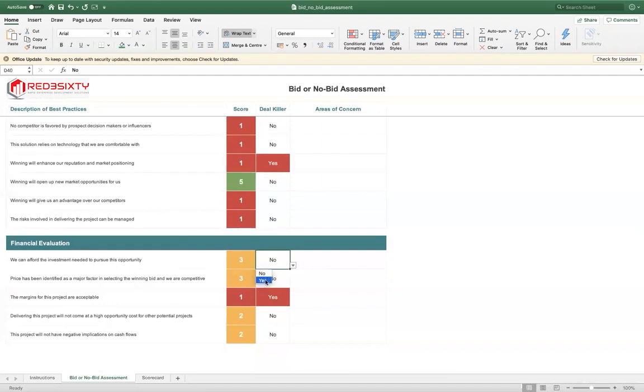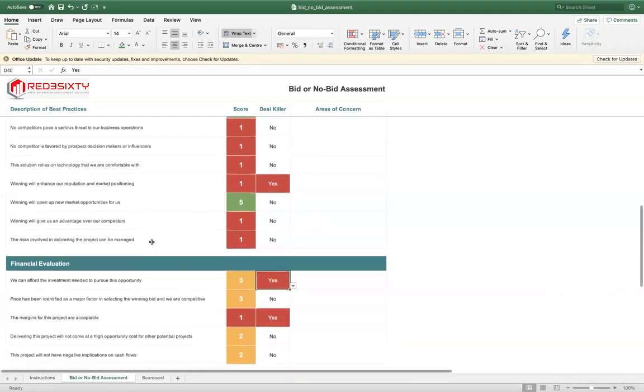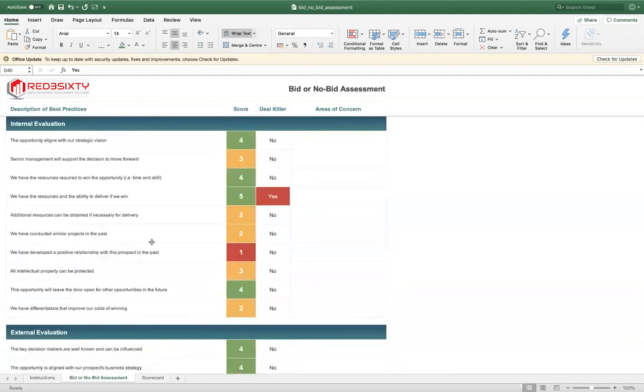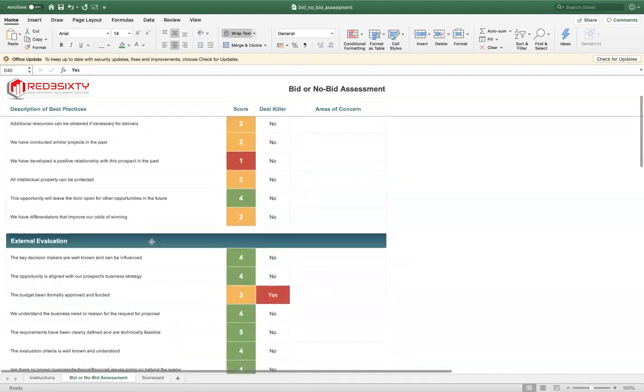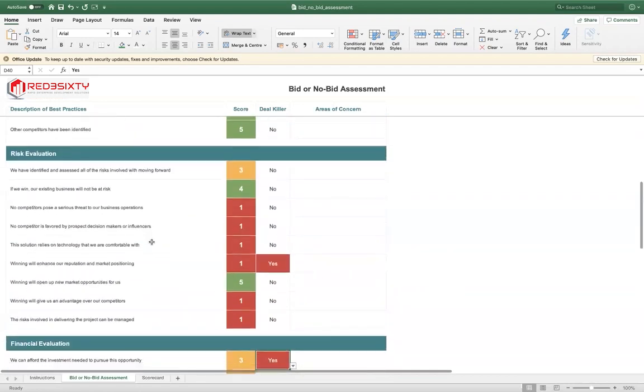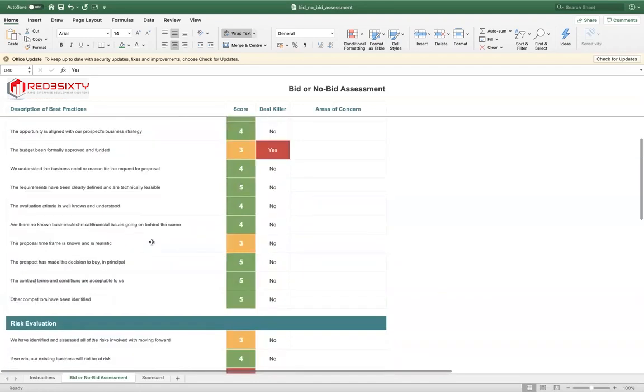That would be a deal killer. If not, price has been identified, margins for this project is acceptable, another deal killer. So again, assessing the bid overall for internal, external, the risk involved with this, and the financial evaluation.